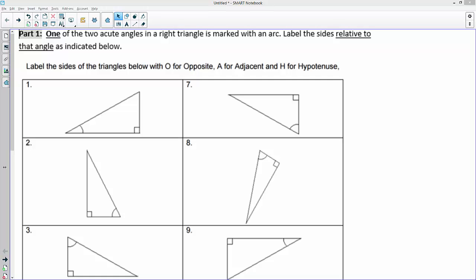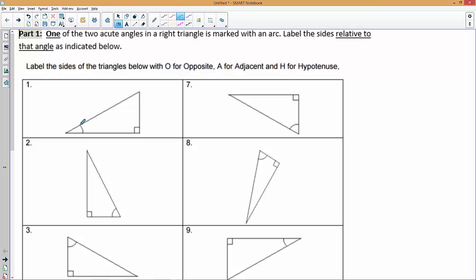Okay, so part one, we have to look at the angle that's indicated, and then we have to determine what is the opposite, adjacent, and hypotenuse. And we're going to be doing this exercise even as we get to the harder problems. So every problem we're going to have to do this. This is the most basic thing that we learned earlier in the week.